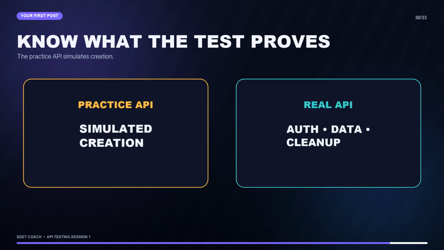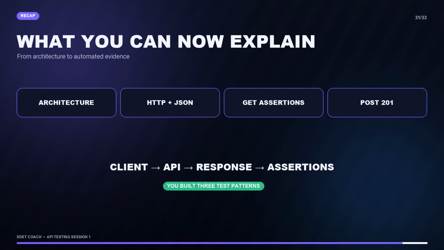For now, keep the learning boundary clear. You can send get and post requests, parameterize a path, validate nested JSON, inspect a header, check a response time, and distinguish 200 from 201. That is a solid first session. Let us connect the whole lesson.